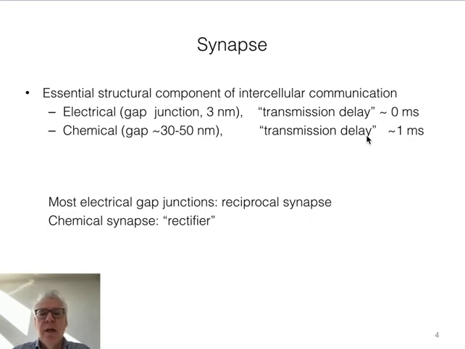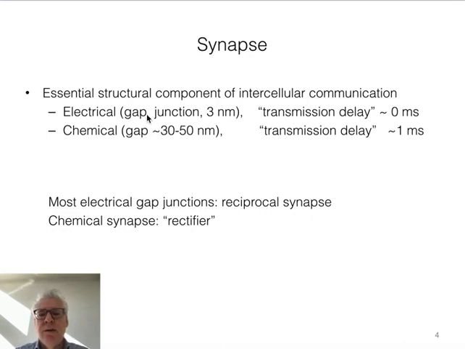We also have electrical synapses, gap junctions. They're mainly located in the central nervous system. The gaps are very small, of the order of 3 nanometers, and the transmission delay is essentially 0 milliseconds. You could view it as a passive resistor, essentially. It's not completely true because there are dynamical changes in gap junctions as well, but we will not discuss those.